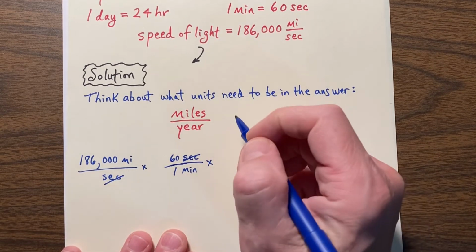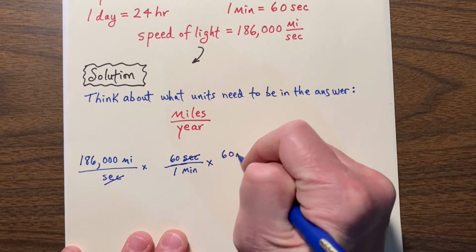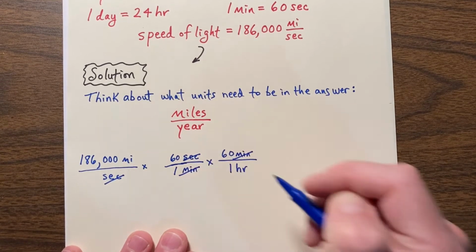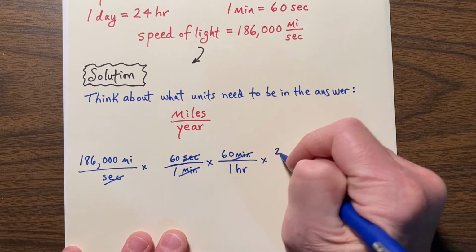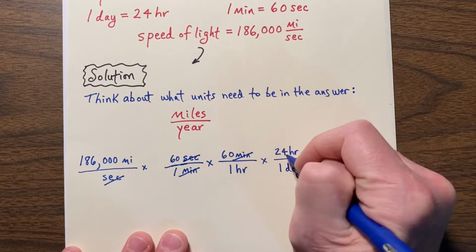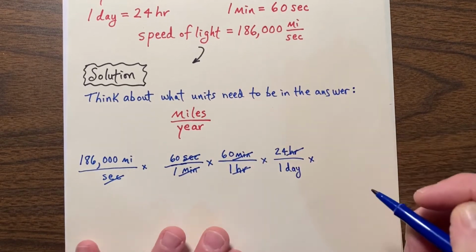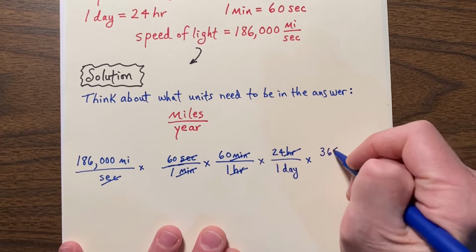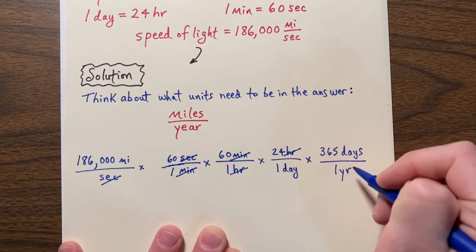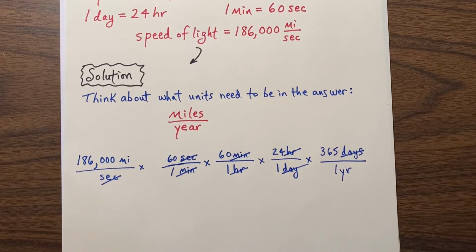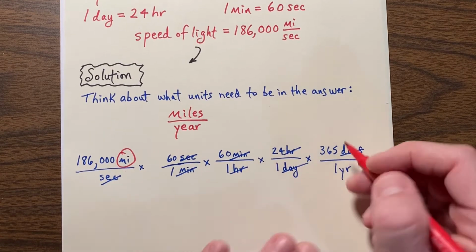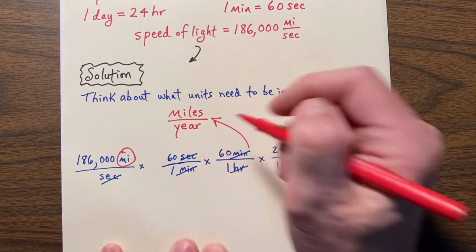60 minutes in 1 hour. Minutes on the top cancel with minutes on the bottom. There are 24 hours in 1 day. We're almost there. And there are 365 days in 1 year. And there you go. You're left with the units you want. Miles, everything else cancels over years. And that's what I was looking for.